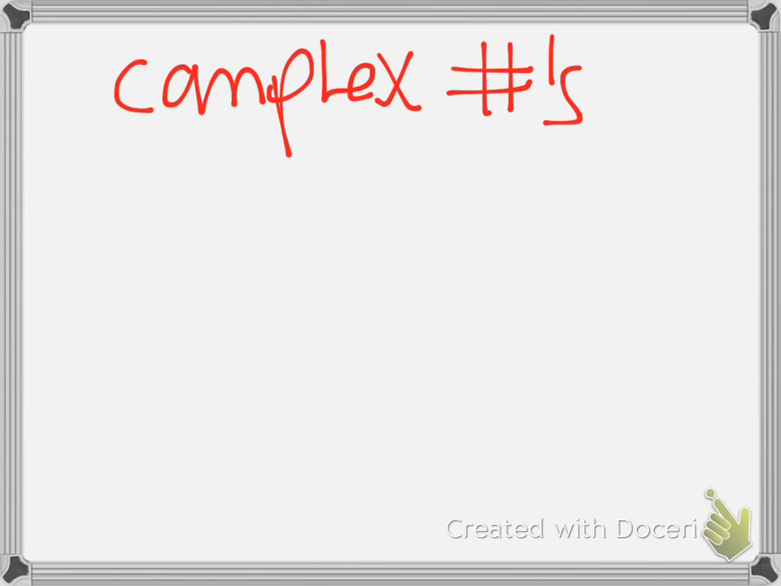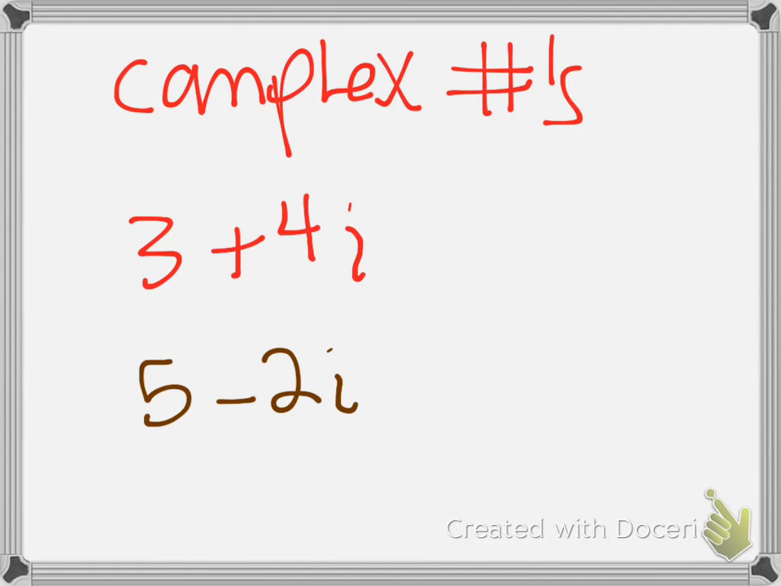For example, some complex numbers would be like 3 plus 4i. That's one example of a complex number. Or maybe 5 minus 2i. Or we can make it a little more complicated. What if I were to do just 7 plus 0i? That's also a complex number. It just happens to be the same thing as 7. So these are ideas of what complex numbers are. Let's do a couple of examples of how we're going to work with some of those complex numbers.